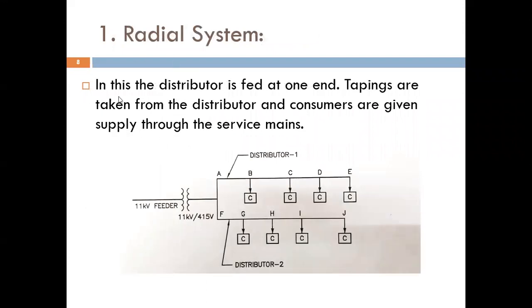In the radial system, the distributor is fed at one end, and tappings are taken out from the distributor, and consumers are given supply from the service main. This is the service main we are studying. One feeder is there, a step down transformer is there, a distributor is there, and this is from point B to point C. It is called a radial system, only one way to transmit the supply, so that is called a radial distribution system.